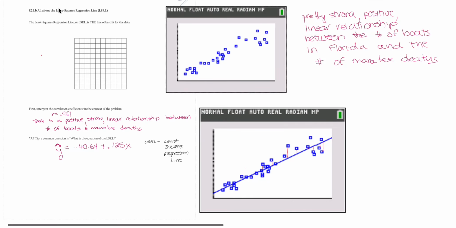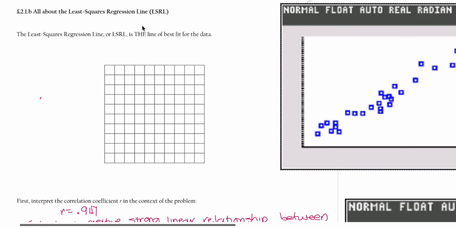In here we're going to talk about the least squares regression line, also called LSRL. This basically means the line of best fit, the line that best fits the data.